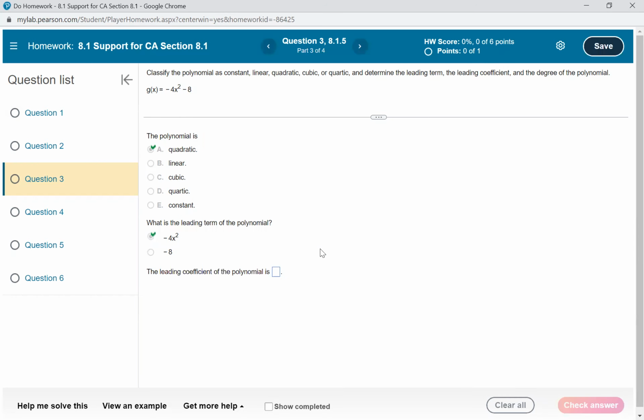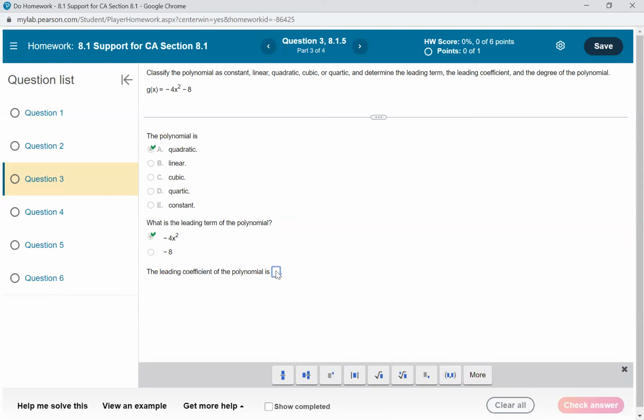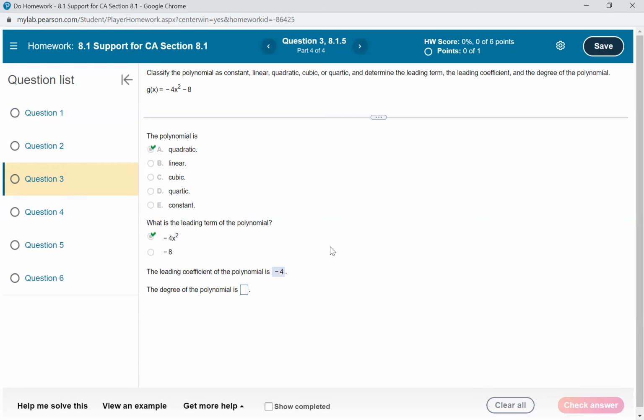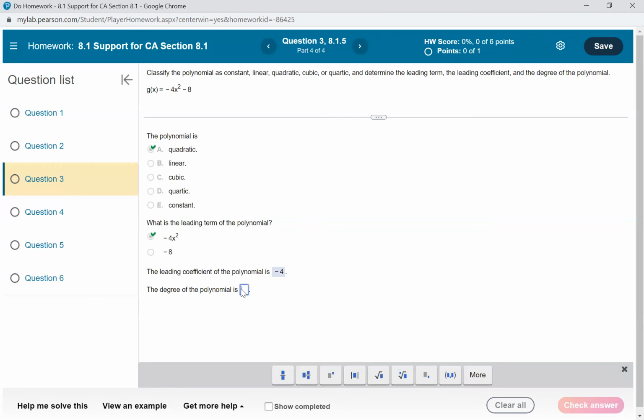All right, y'all, then they're going to want to know the leading coefficient. Remember, the leading coefficient is the number, so the number on my leading term is a negative 4. So we put in the coefficient. And then it wants to know the degree. Well, remember, the degree is equal to the highest exponent. So since my highest exponent was a 2, my degree is a 2.